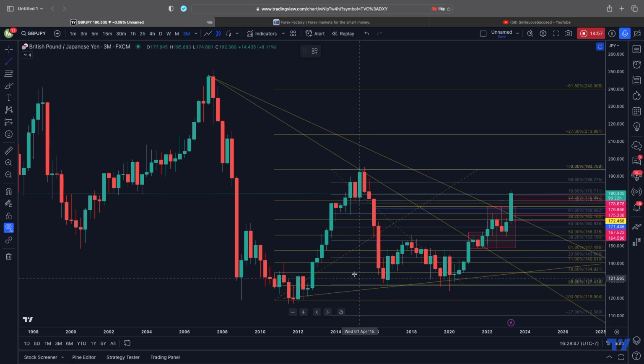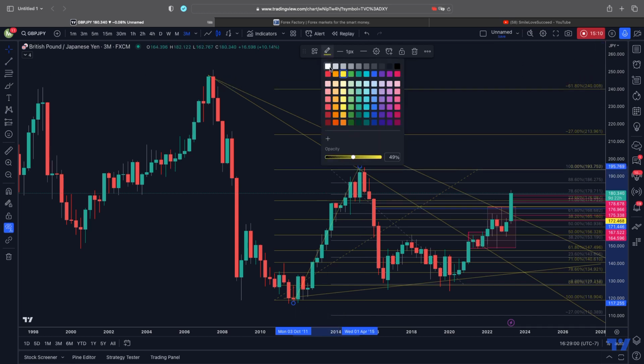Okay, so if you know how the market moves, you know the market moves in measured moves. I'm going to make this a little bit bigger so we can see. I'm actually going to change the color so we can see it in white.